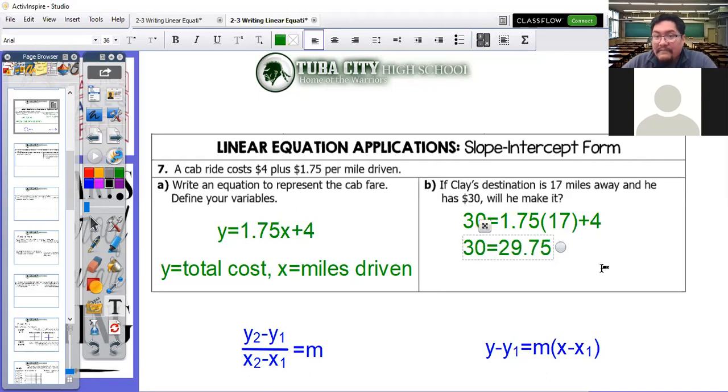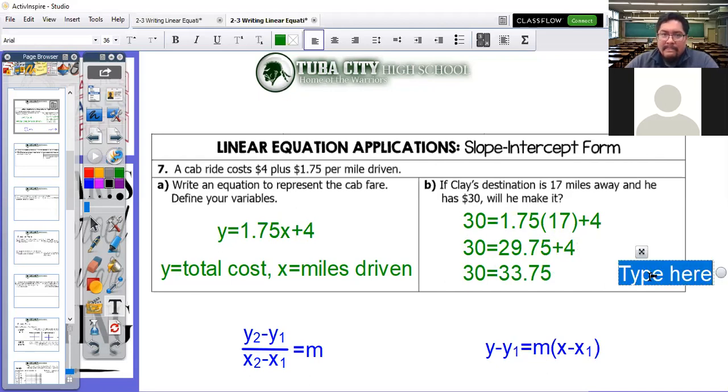Now it looks like he's got enough, but you know what? We've only calculated for the number of miles he's driven. We don't know what the full cost is going to be because there is still that $4 fee for them to come out to you, which in this case here, we must add that in. So that'd be +4. And that means the actual cab fare would be $33.75. So in this case, will he have enough money to go the trip? Because he only has $30 and the trip is going to cost $33, the answer is going to be no, he does not have enough money.